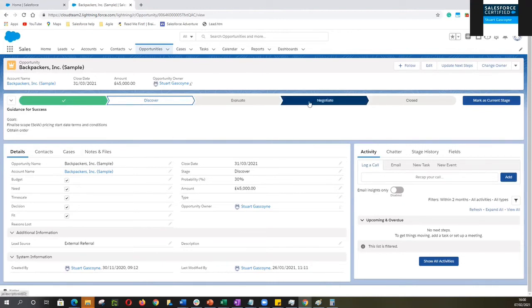Next is the negotiate stage. And during this stage, we're going to finalize the scope, issue an SOW with detailed pricing, and agree the start date and terms and conditions, and obtain the order. From there, hopefully we move to close one and we can now schedule the kickoff meeting. Or if unfortunately, we may lose the deal, in which case we move to close loss, in which case we log the reasons why we lost the deal.